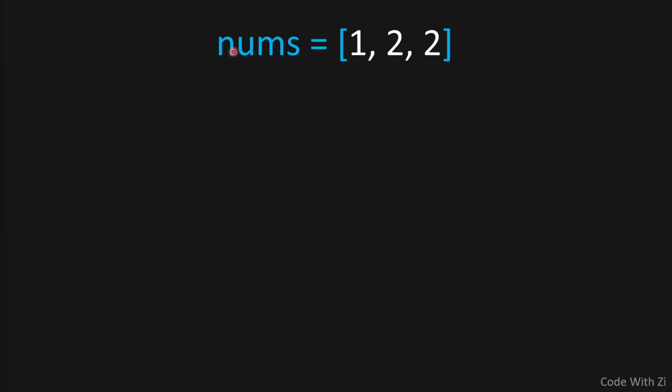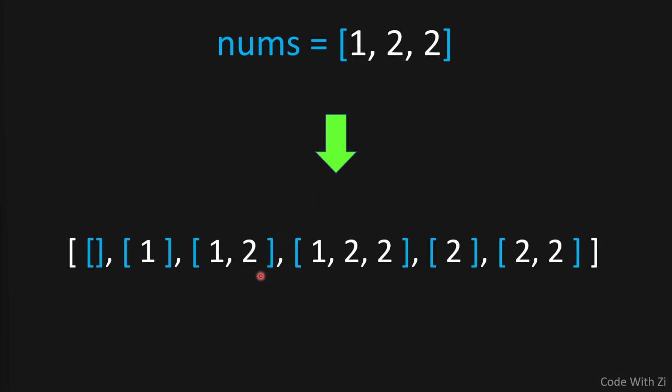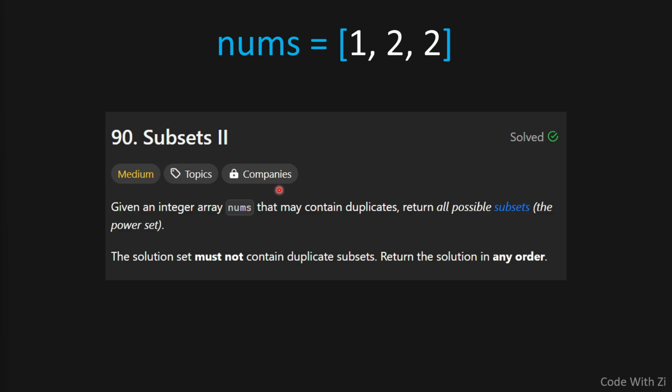In today's video, we're given this array called nums, and we gotta go from this array to these subsets here. Why are we doing this? Well, because that's what LeetCode 90 Subsets II is asking us to do.